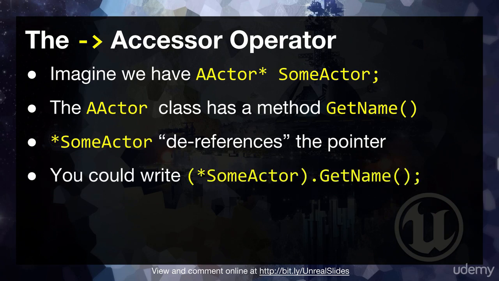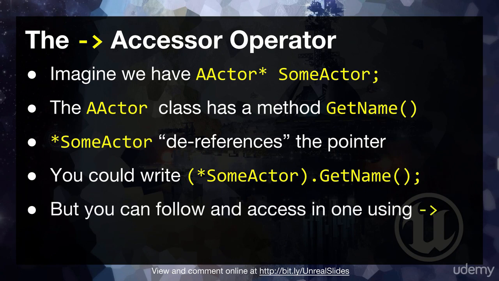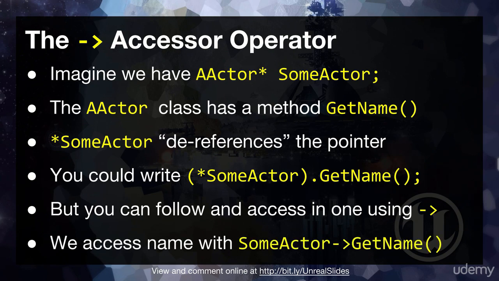So you could write star SUMActor in brackets, just to help the compiler treat that as one, .getName. And that'd be the same as following the pointer over to the memory address where SUMActor lives, and then calling the getName method on it. But that's somewhat cumbersome. So there's an operator, called the arrow operator, as shown there, which allows you to follow and access all in one. So we can access the method by saying SUMActor dash right chevron getName.